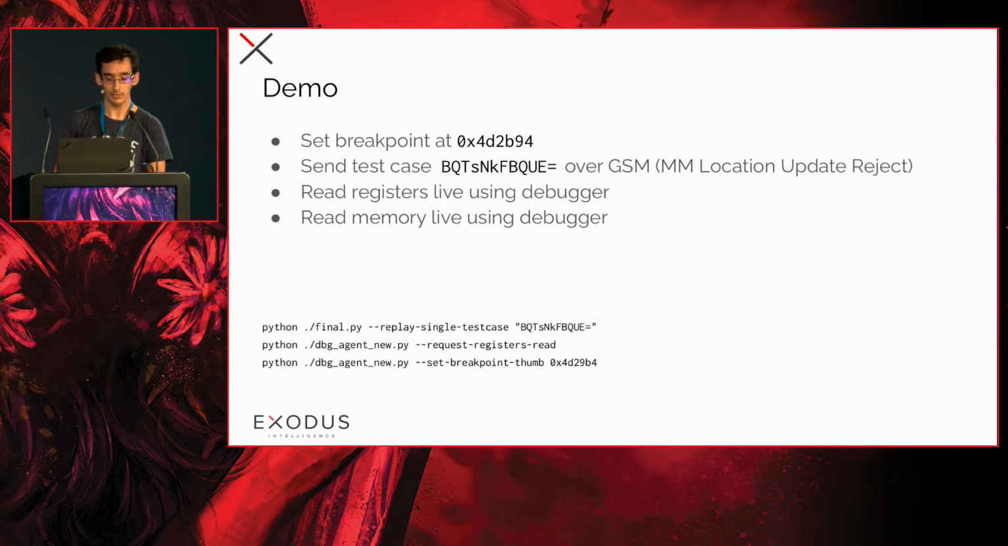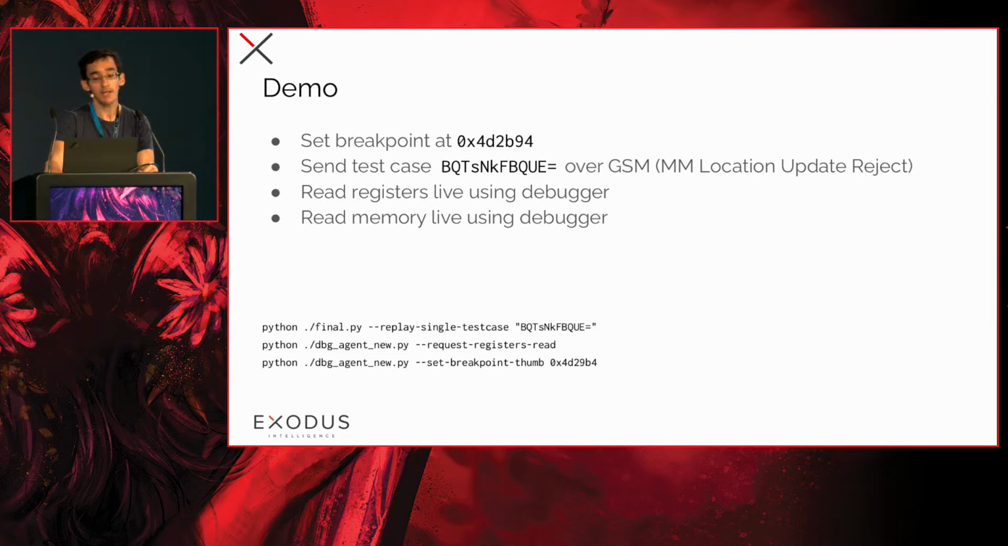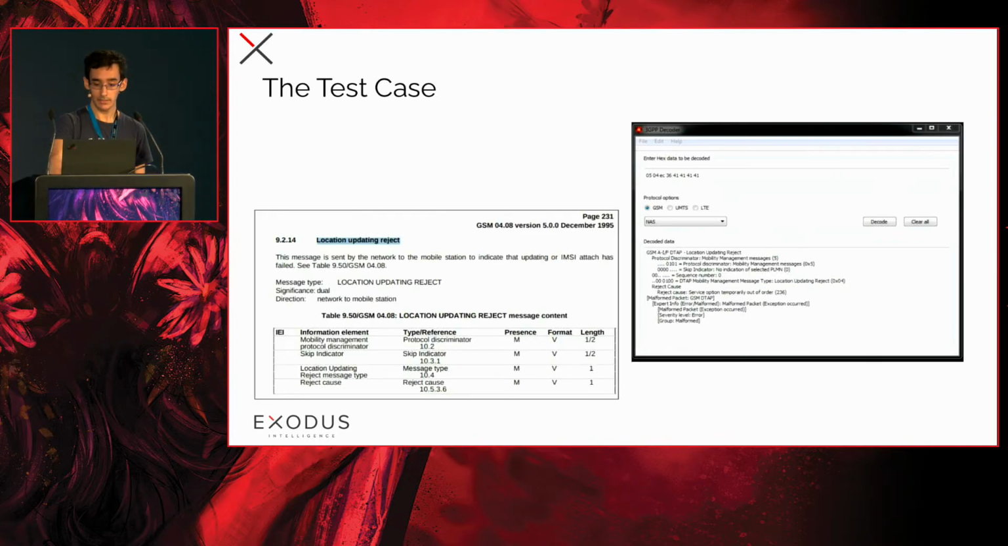We are going to be setting a breakpoint at this address. And we're going to send this test case, which is encoded in base64, which corresponds to a mobility management location update reject. We're going to be reading the registers on the baseband chip live using the debugger, and we're going to be reading the memory live using the debugger as well. The test case is this one.